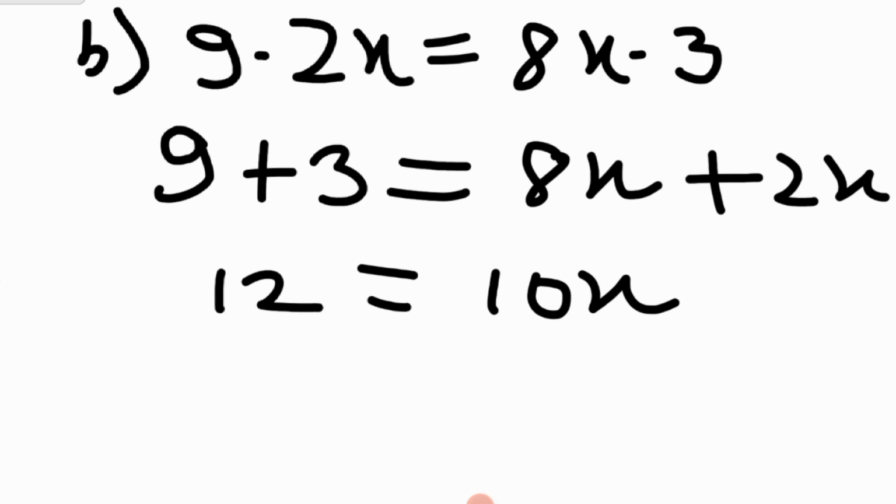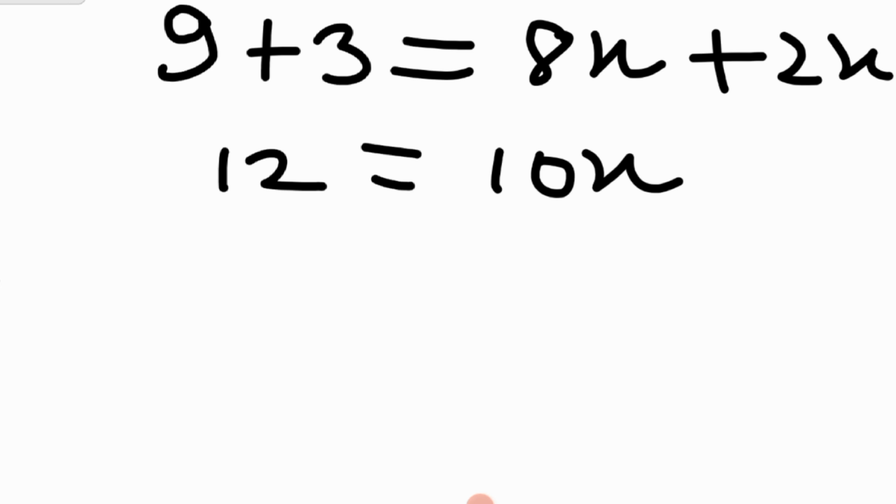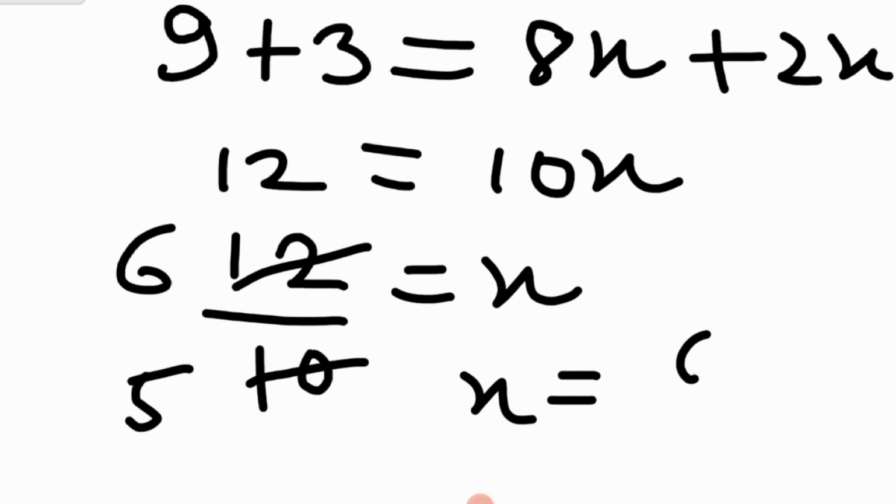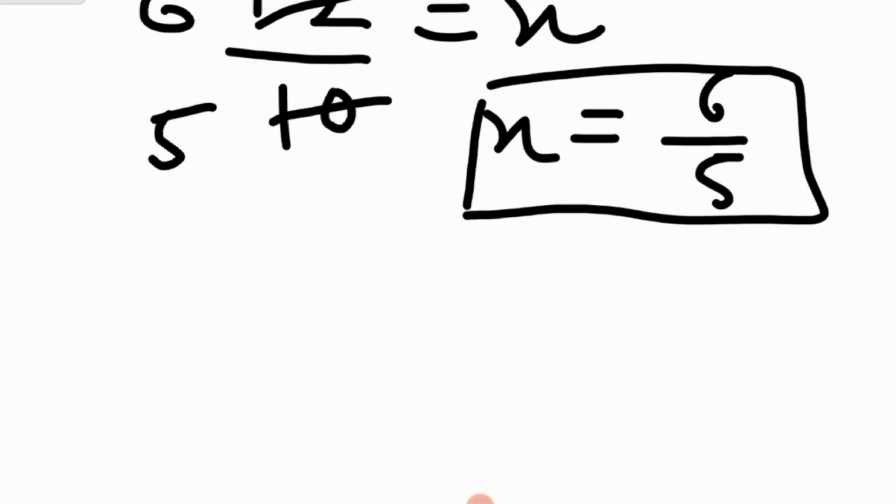As I have already told you, if we bring any term which is in multiplication to the other side, it gets division. So 12 upon 10 is equal to x. If we reduce it to simplest form, what do we get? In the table of 2, 2 sixes are 12 and 2 fives are 10. So our answer is x is equal to 6 upon 5. So by solving the question, we find that our first option is correct.